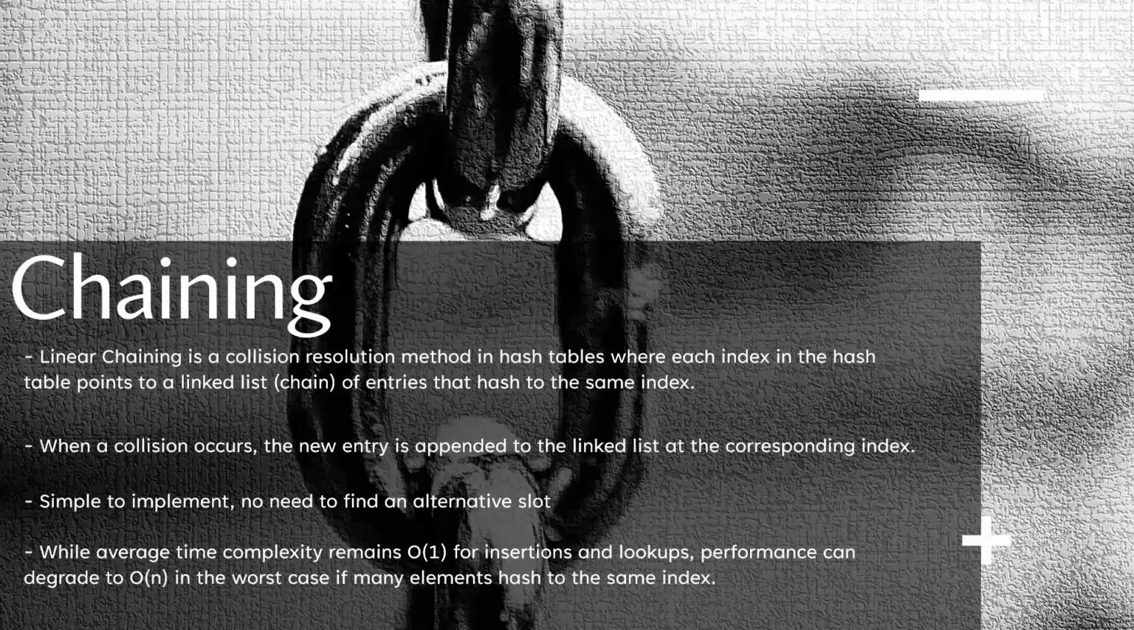But yeah, when a collision occurs, the new entry is appended to the linked list at the corresponding index. Each bucket in the hash table points to a linked list that contains all entries mapping to the index. It is very simple to implement, there's no need to find an alternative slot, and it can dynamically handle an unlimited number of collisions, at the cost of additional memory for linked lists. While the average time complexity remains O of 1 for insertions and lookups, performance can degrade to O of n in the worst case if many elements hash to the same index.